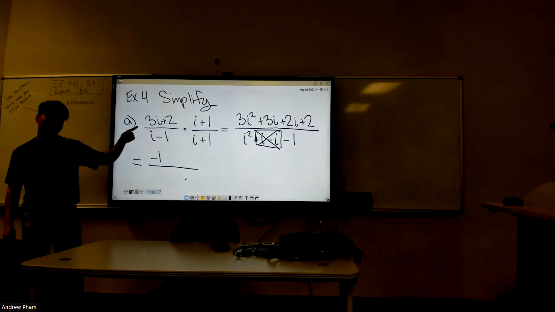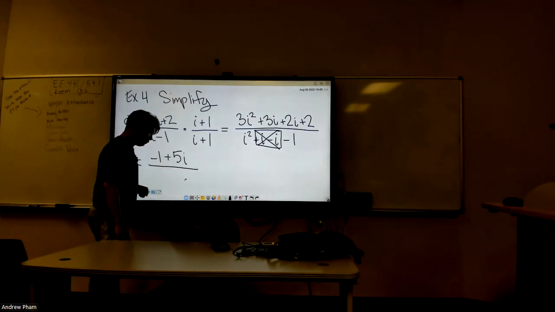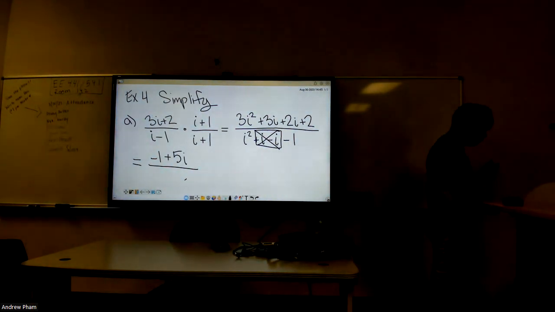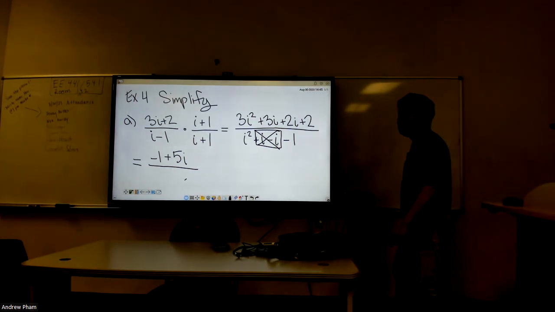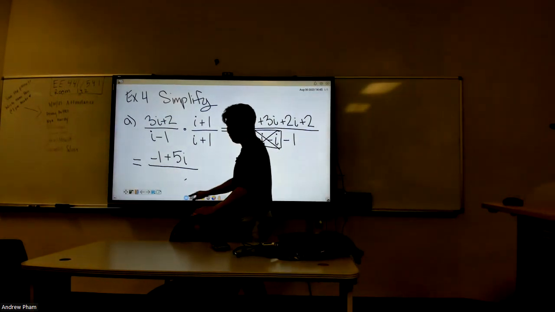What do I get for the imaginary part? Plus 5i. Someone tell me what final number is going to end up on the bottom? -2, because i squared is -1. We said it a lot of times already. -1 minus 1, -2.